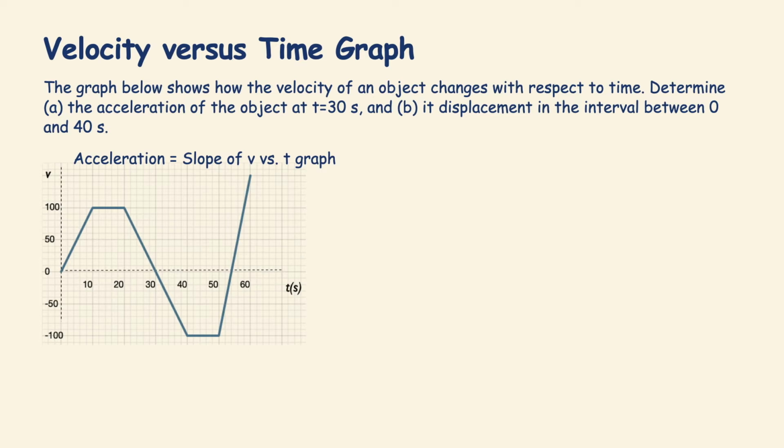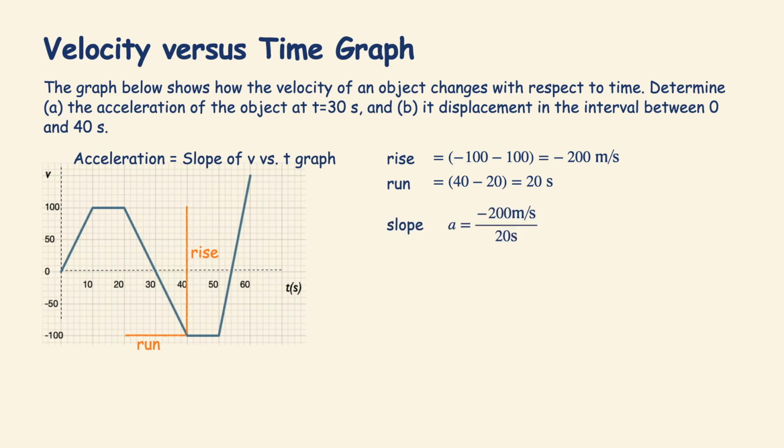20 and 40 seconds. So I can use that interval to find the slope by using the math formula rise over run. The rise here, I've marked it, and here's the run. So for the rise, I will get minus 100, which is the bottom end of the graph, minus the 100 meters per second from the top end of the graph. So for the rise, I will get minus 200. The run will be 40 minus 20. That will give me 20 seconds. So now I can look at the slope, which will be the rise over the run, minus 200 over 20. And that gives me for the acceleration minus 10 meters per second squared.